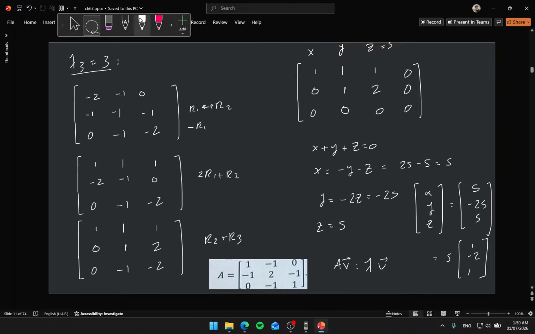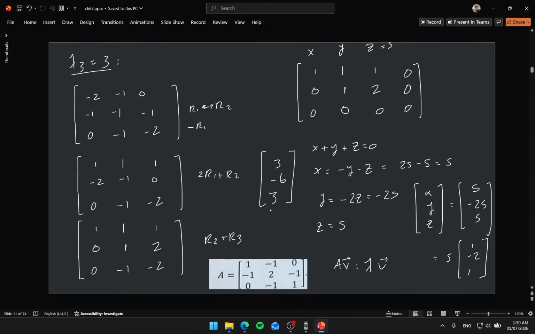A times v: 1 times 1 plus negative 2 plus 0 times 1 is 3. Negative 1 times 1 plus 2 times negative 2 plus negative 1 times 1 is negative 6. 0 times 1 plus negative 1 times negative 2 plus 1 times 1 is 3. So that's A times v. If we multiply 3 times this, we get 3, negative 6, 3, which is the same thing. So that's v3.